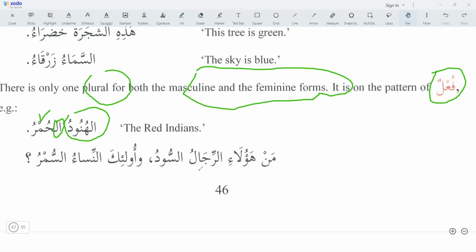Man haula irrijalus udu. Wa ulaika nisa us-sumru. Because they all have alif lam, that's why they are not taking the tanween. If they are nakira, then they will take the tanween. Su'udun, sumrun. So it will be like this.